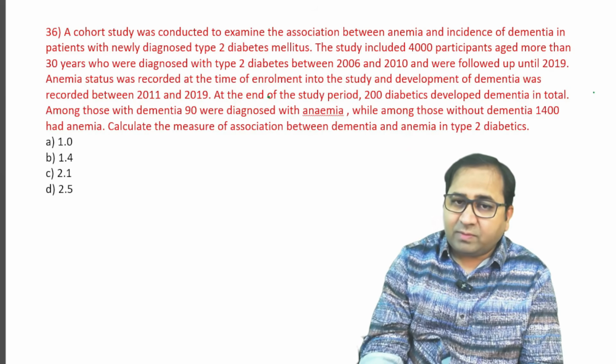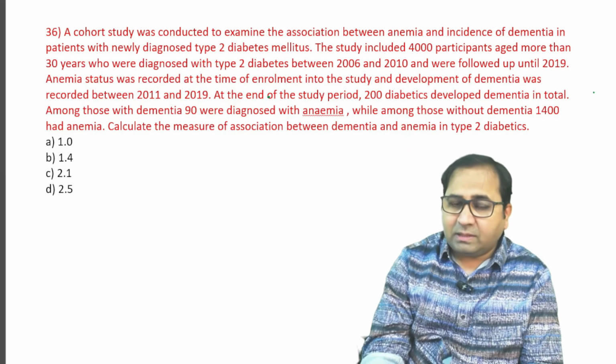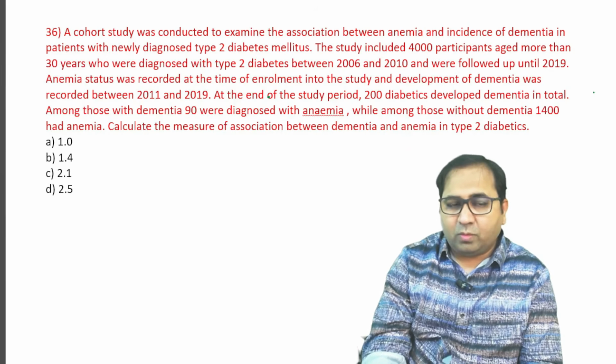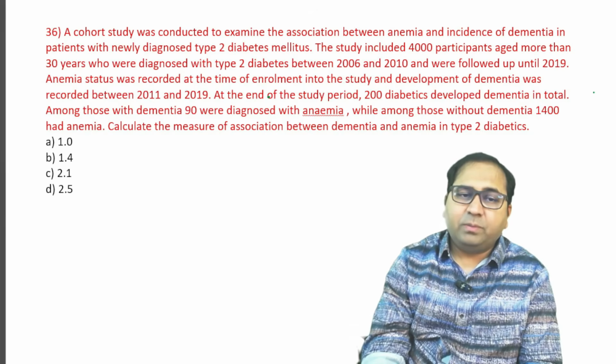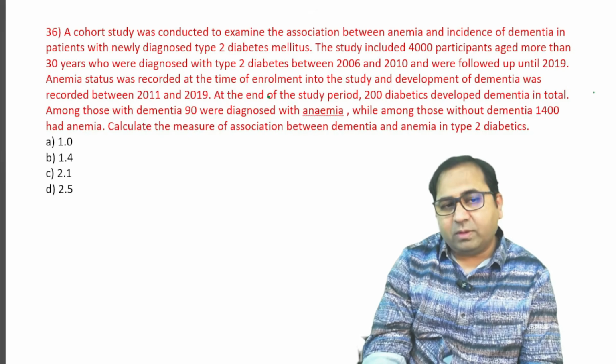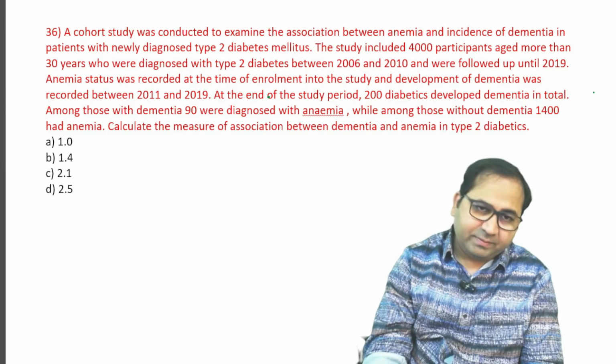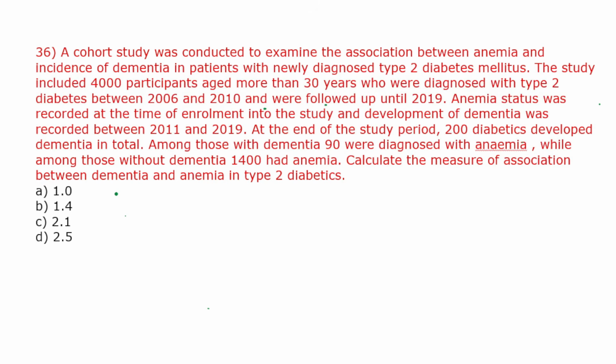Calculate the measure of association between dementia and anemia in the type 2 diabetics. The options are A 1.0, B 1.4, C 2.1 or D 2.5. What is the answer for this question? Let us see how we solve this question.